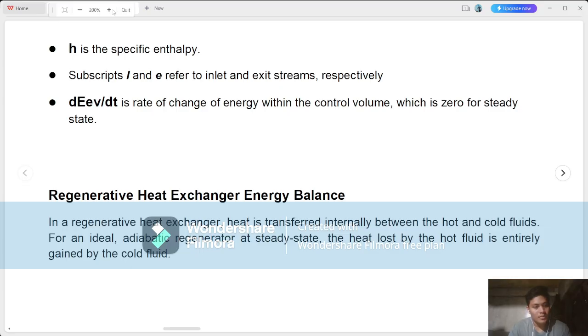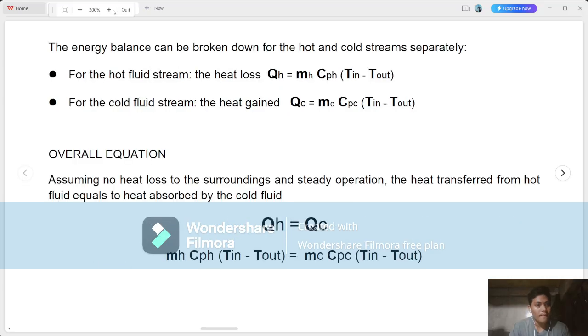Regenerative heat exchanger energy balance. In a regenerative heat exchanger, heat is transferred internally between the hot and cold fluid. For ideal adiabatic regeneration and steady state, the heat lost by the hot fluid is gained internally by the cold fluid. Then the energy balance can be broken down for the hot and cold streams separately. For the hot fluid, the heat loss is Q equals m_h times Cp_h times (T_h,in minus T_h,out). For the cold fluid stream, the heat gain Q equals m_c Cp_c times (T_c,out minus T_c,in).